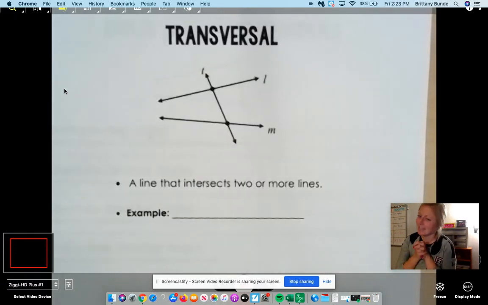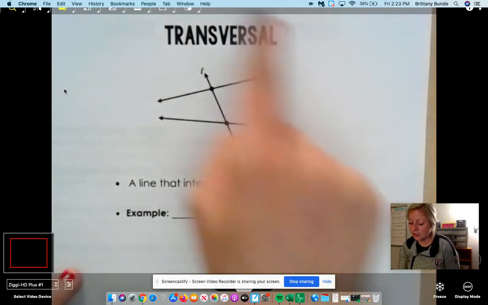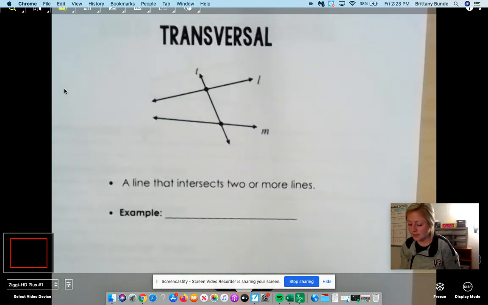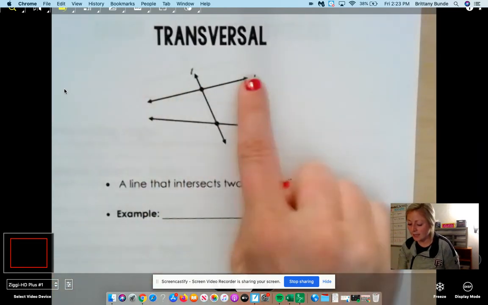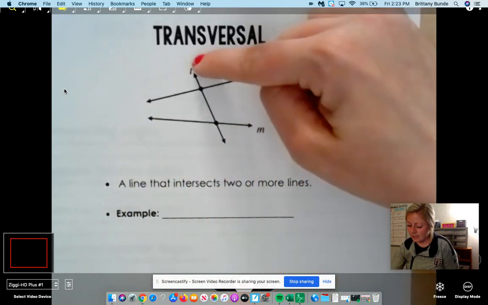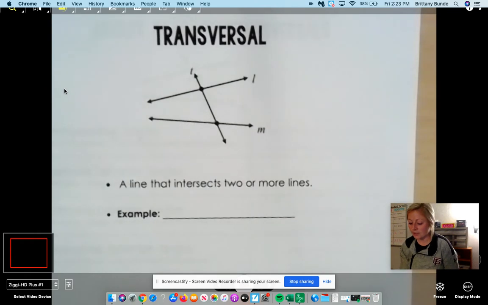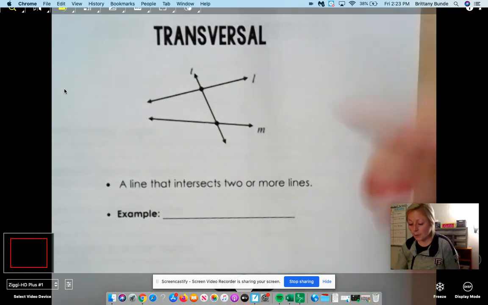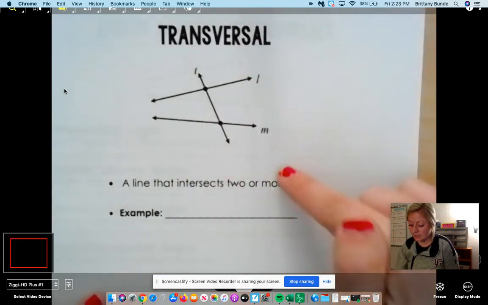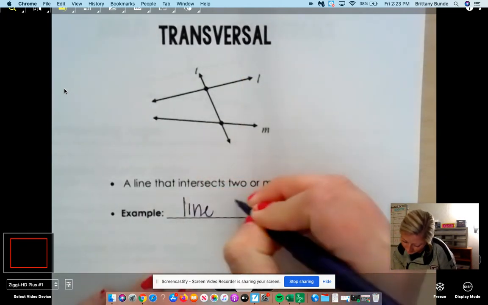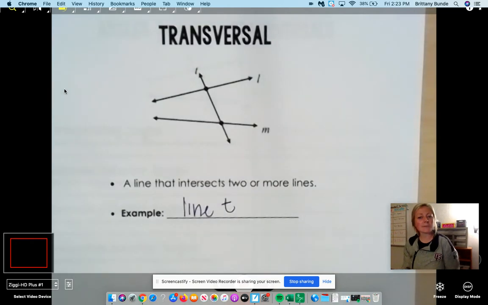Okay, finally to my favorite stuff. Please be excited with me. So the first thing we need to talk about is, what is a transversal? A transversal is a line that intersects 2 or more lines. So in this picture here, we have line L, line M, and line T. Out of these 3, which one is our transversal? I hope you're thinking line T, because that's the one that intersects these 2. So line T would be our transversal.